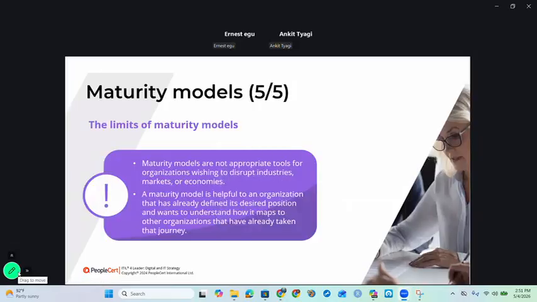The limits of maturity model. Maturity models are not appropriate tools for organizations wishing to disrupt industries, markets, or economies. A maturity model is helpful to an organization that has already defined its desired position and wants to understand how it maps to other organizations that have already taken that journey. Right. So of course, how do we compare ourselves against the competitors who have already taken that journey?